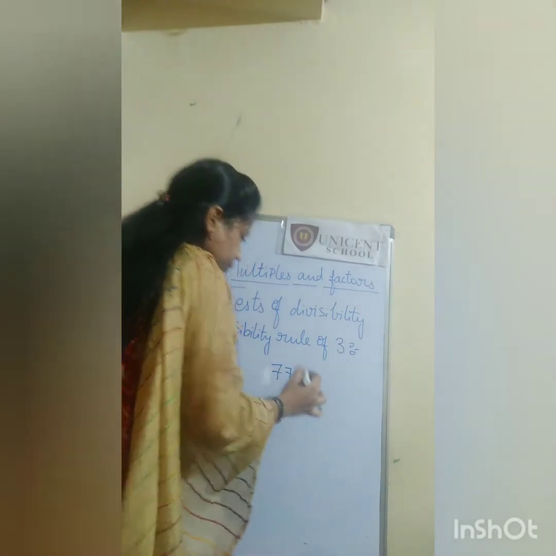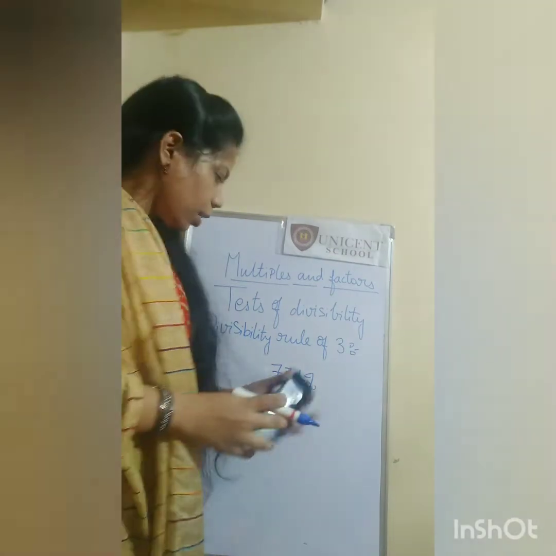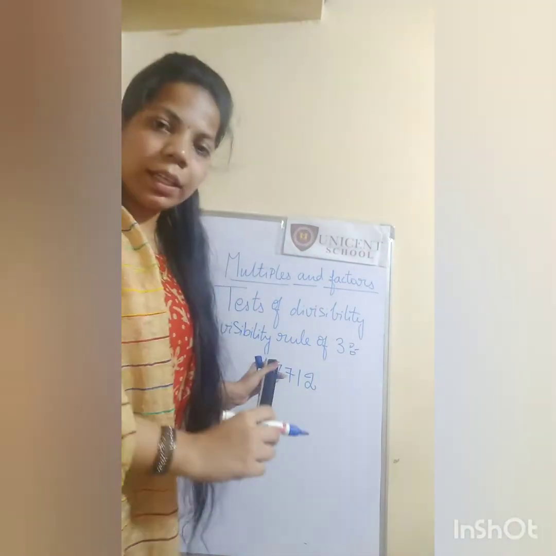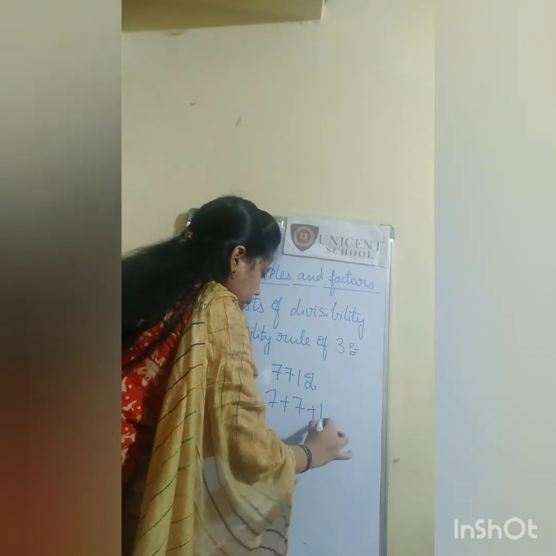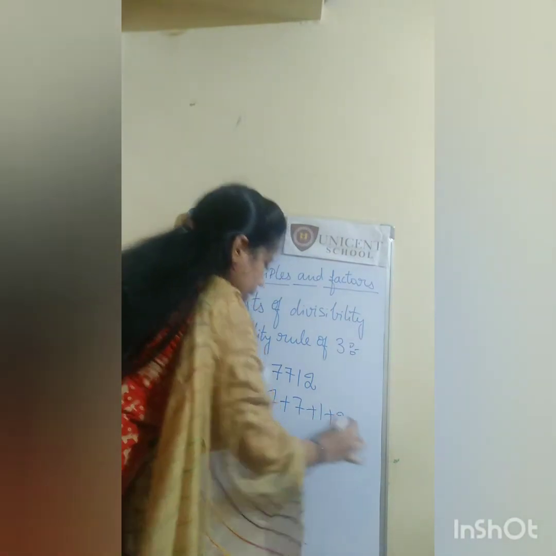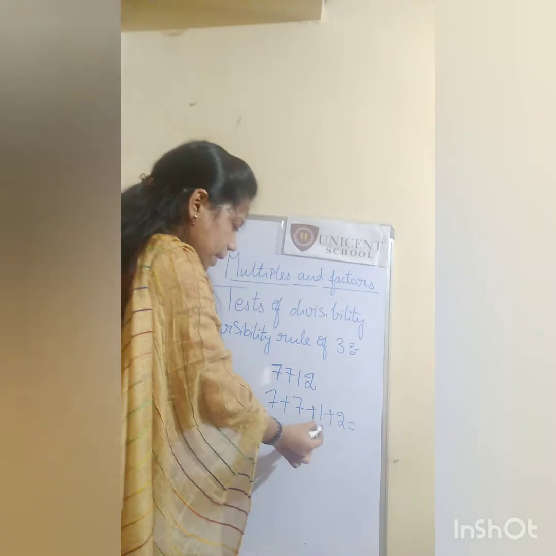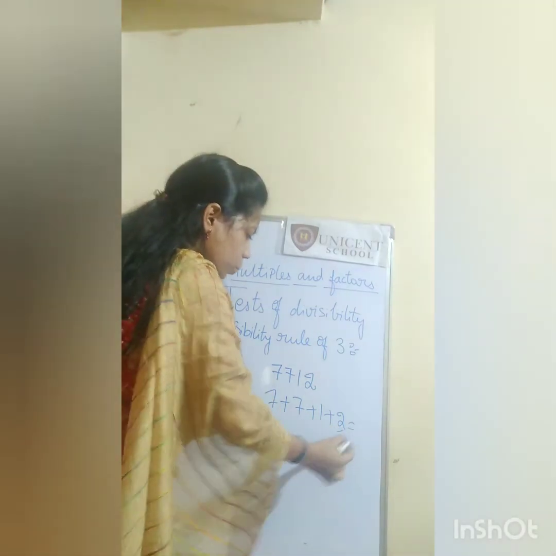7712. Okay. Now let us find the sum of the digits. 7 plus 7 plus 1 plus 2. 7 plus 7 is 14. 14 plus 1 is 15. 15 plus 2 is 17.